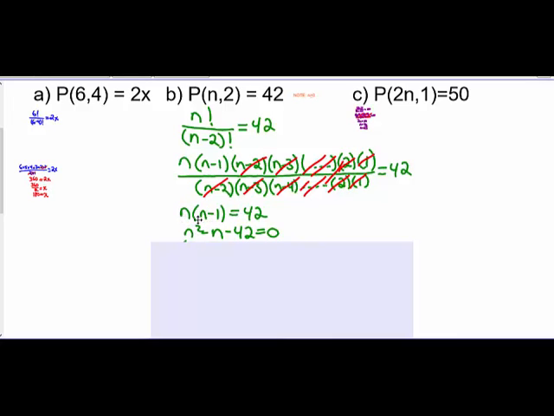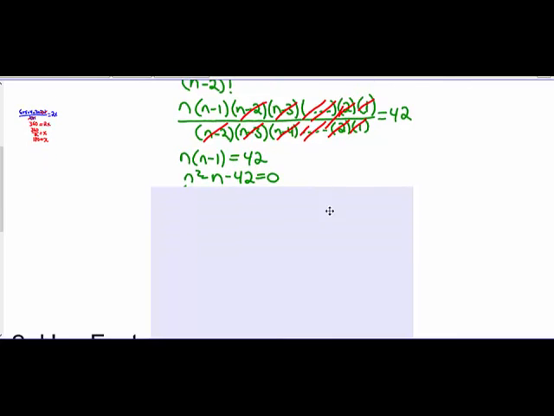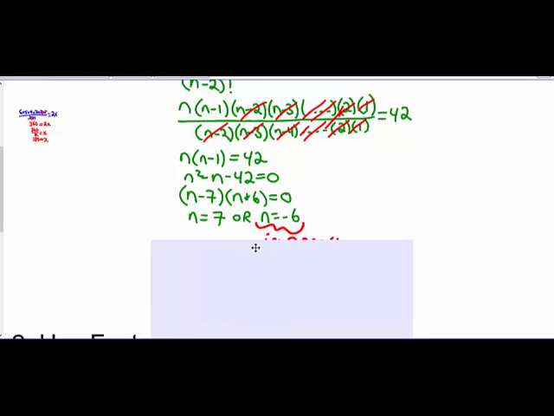So n times n is n squared, n times -1 is negative n. Subtract the 42 from both sides, and I'll end up with n squared minus n minus 42, which is something I can factor and solve that way.